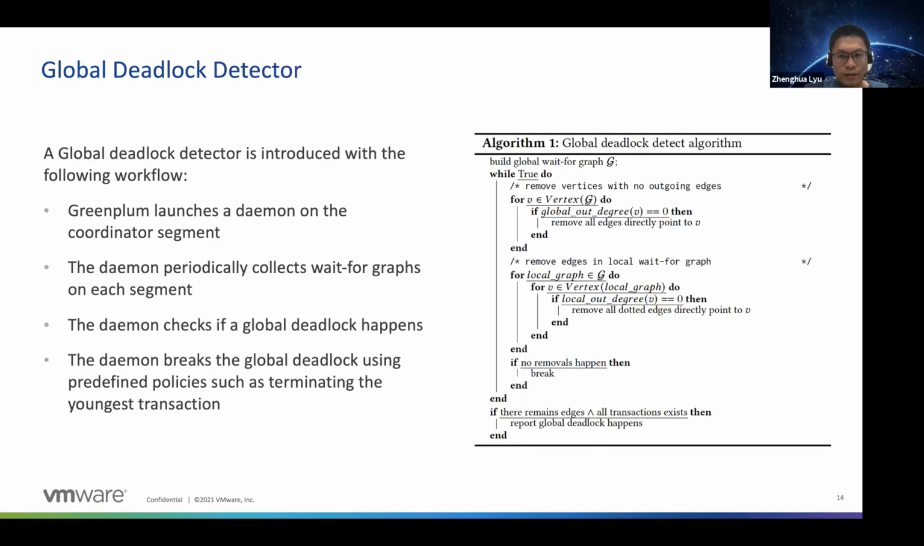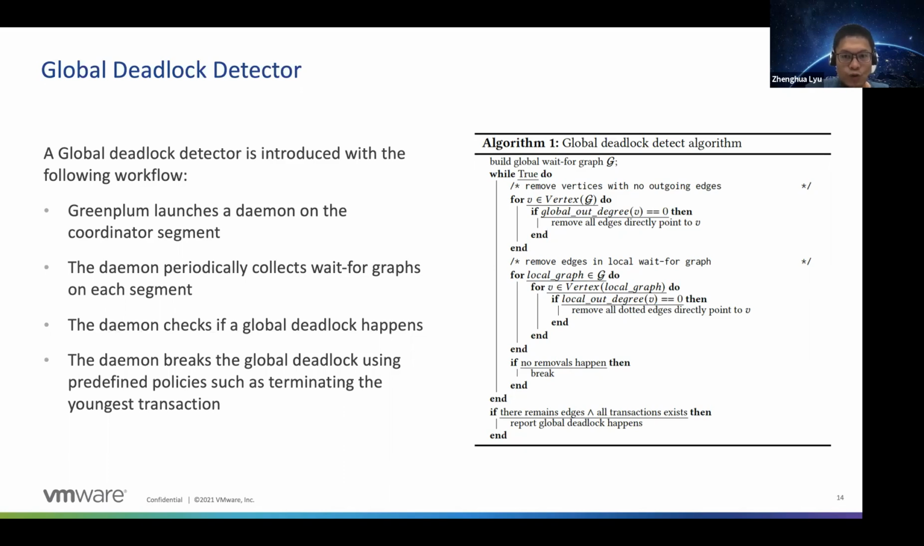To understand the global deadlock detect algorithm, there are two important concepts need to keep in mind. First, the algorithm is based on greedy rule. By greedy, we mean that if a transaction is not blocked by anything, we can assume that it will be over in next step.